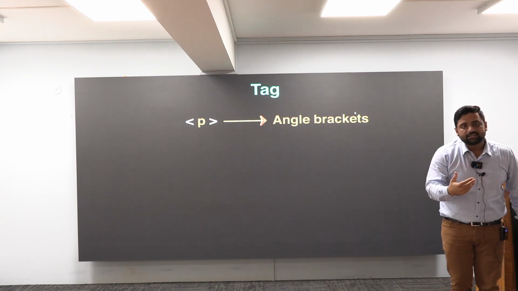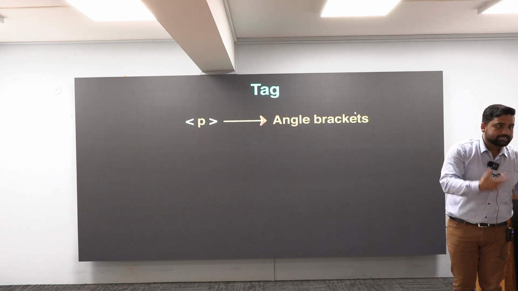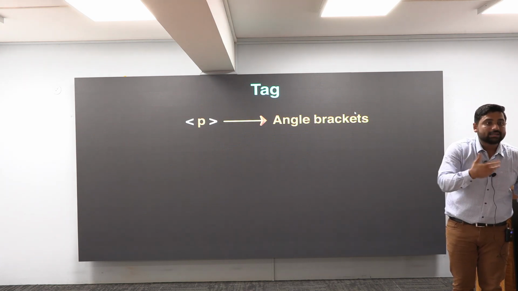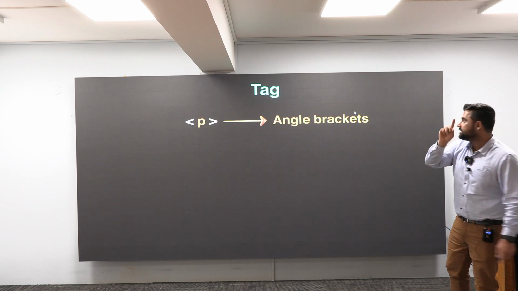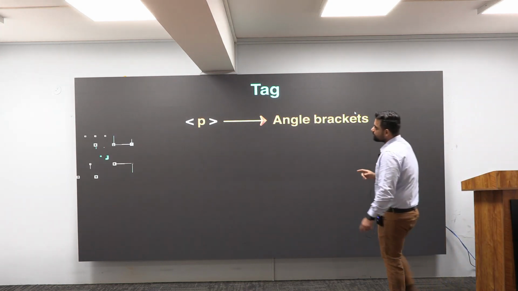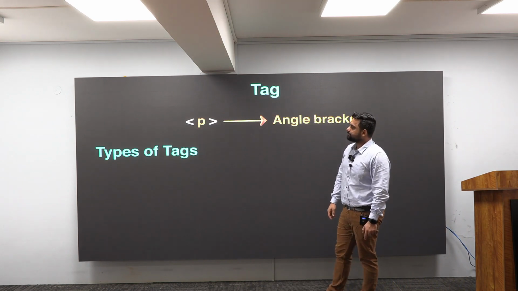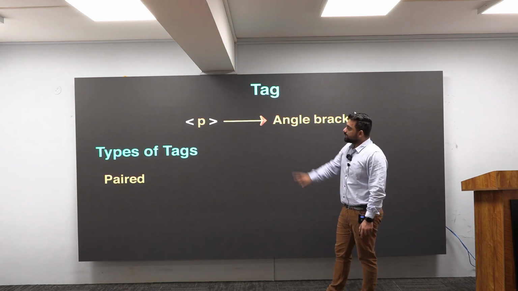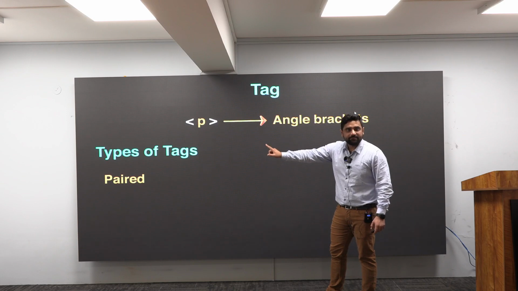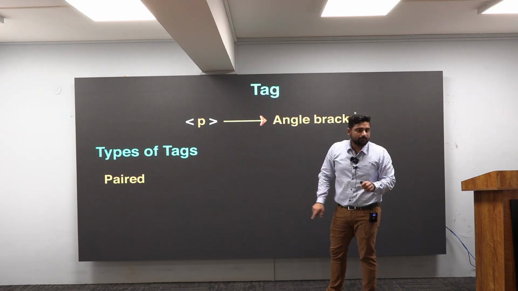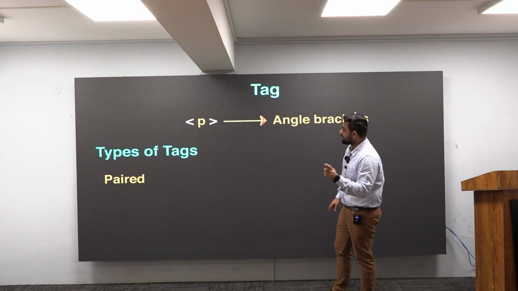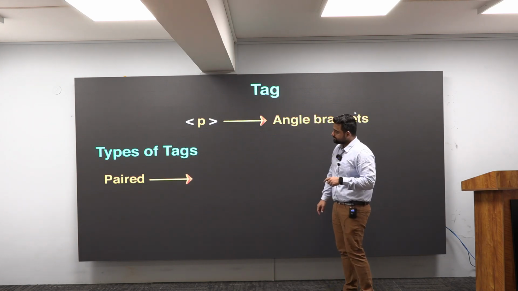Now you understood the representation of tags. We have types also, types of tags. And what can be the types of tags? Please focus here. First type we have is your paired tag. What is that? Paired tag. And what is a paired tag? Please have a focus.